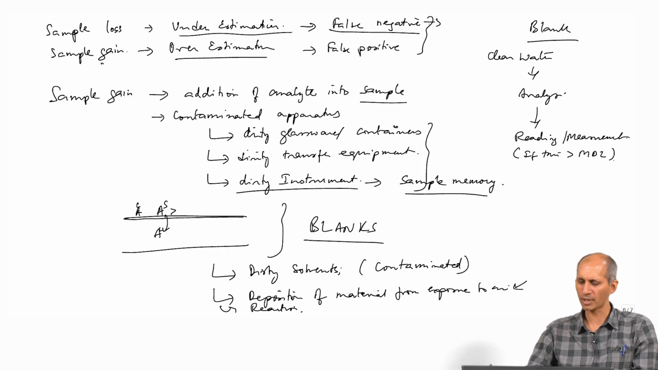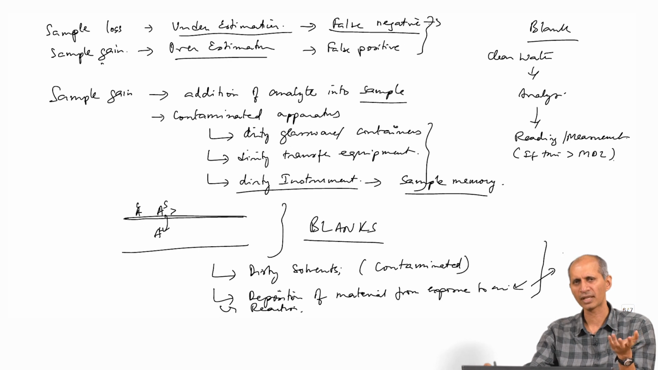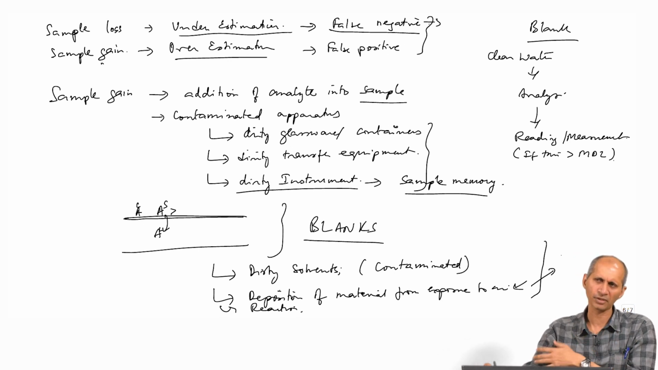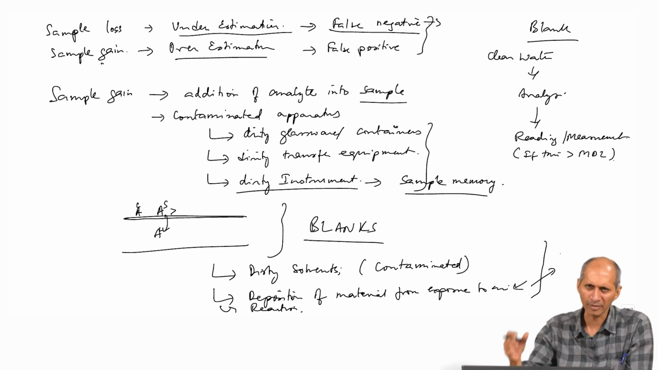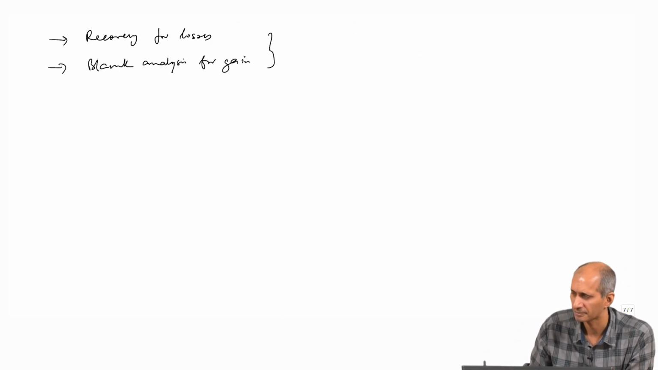This deposition of material from exposure to air is most common in the analysis of elements, metals, because there is a lot of dust. For example, if you are analyzing soil or water from a lake or a river, there is also a lot of material in the ambient environment which can deposit in and that will give you a wrong reading.